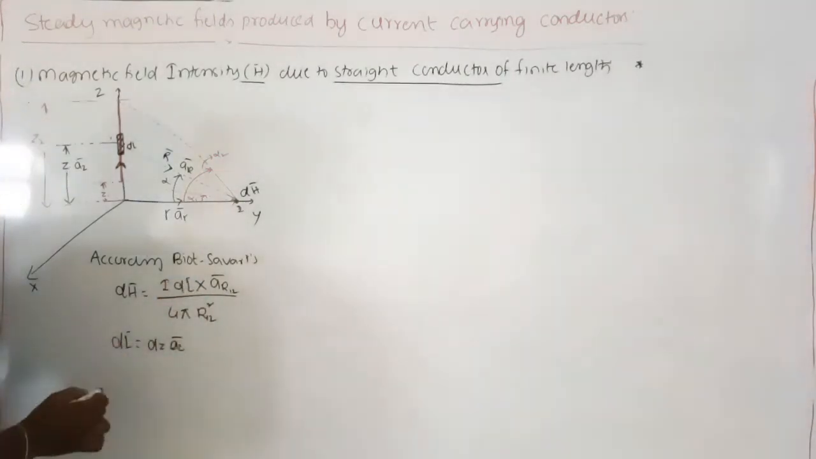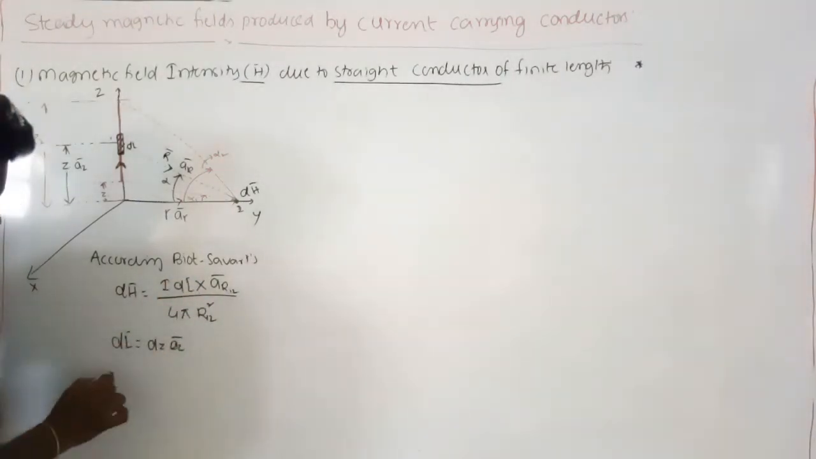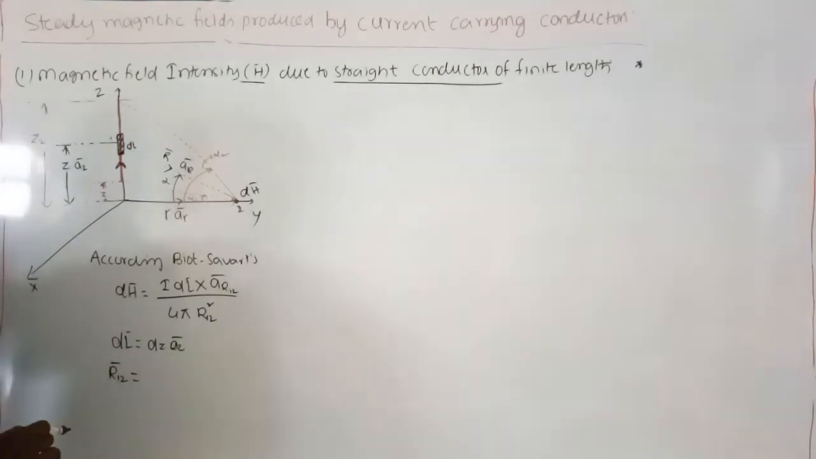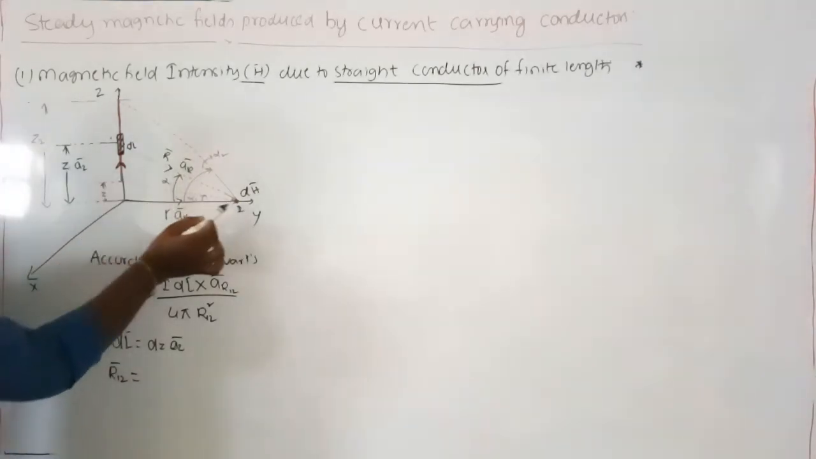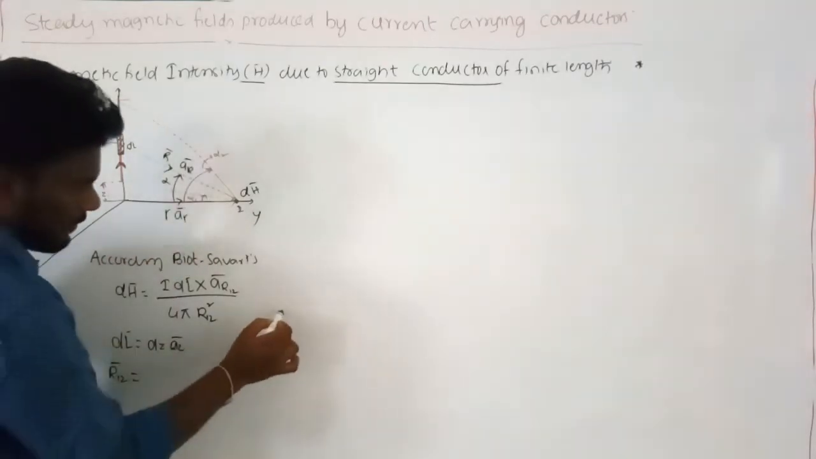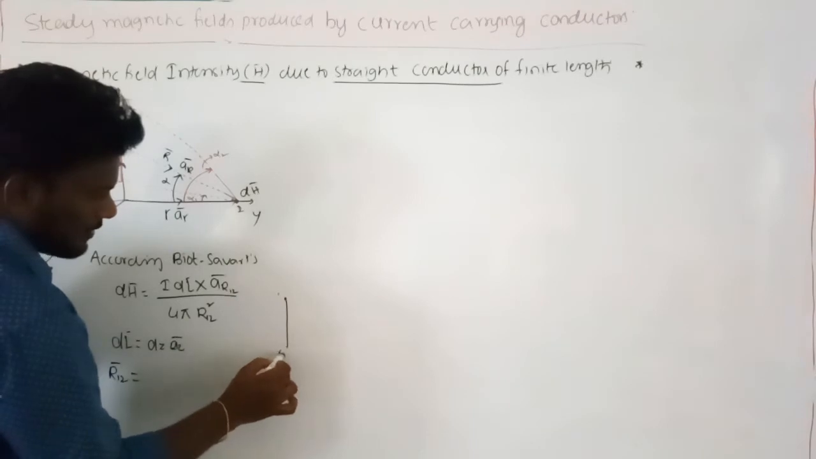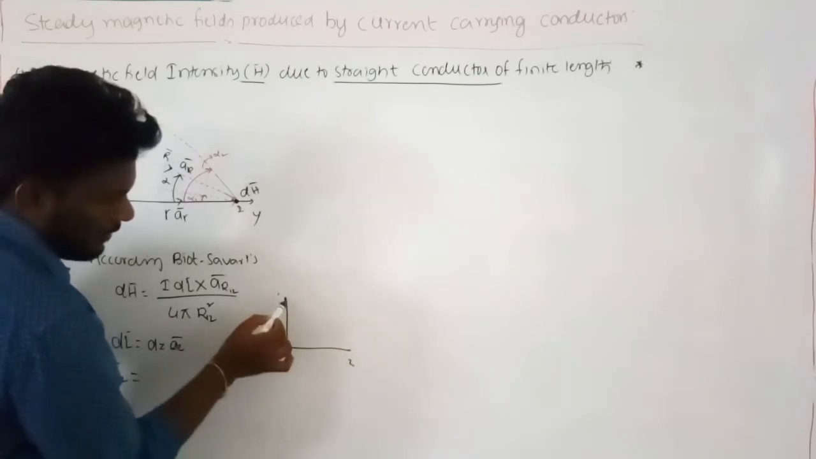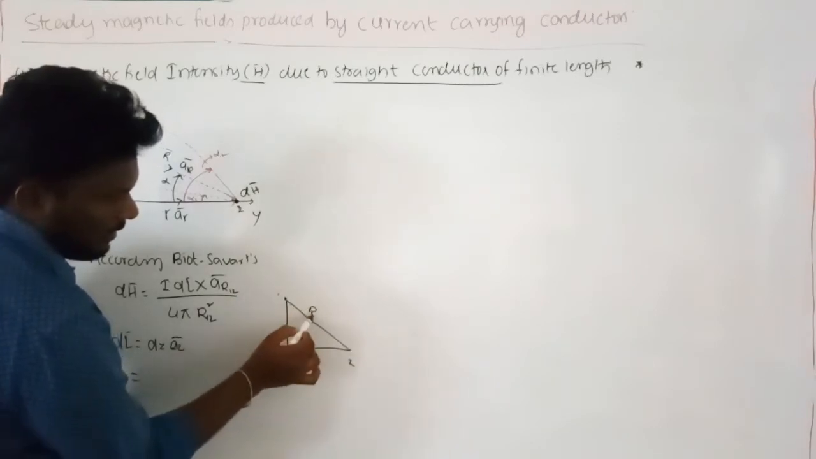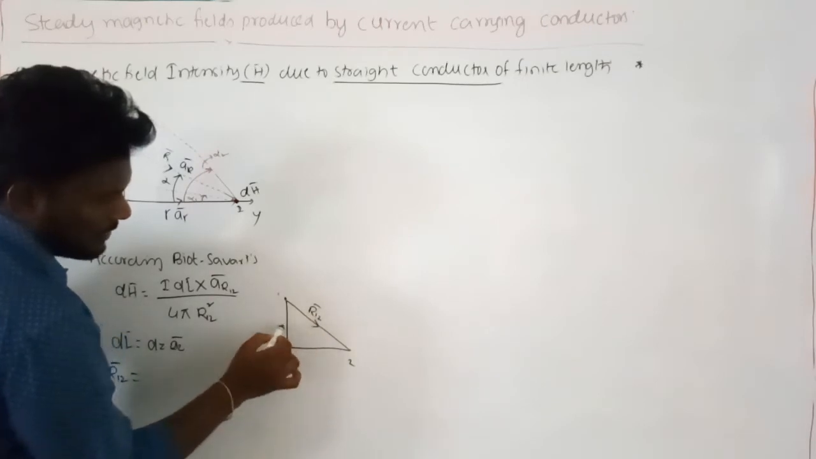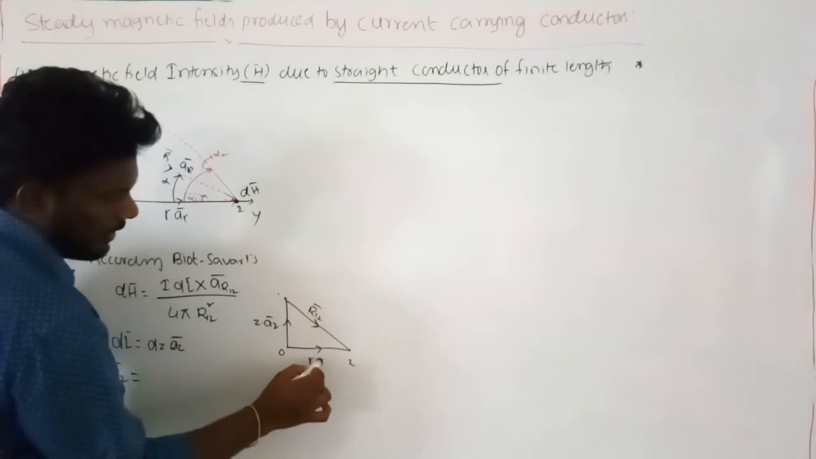Now dl bar is over, I got the dl bar value. And what about r12? R12 bar is the distance between dl and point 2. If I take it separately here, this is my location 1 and it is my origin, and this is point 2, and the distance between them is r12 in this direction. Az bar is in this direction and r into ar bar is in this direction.